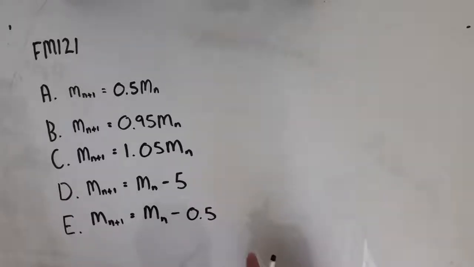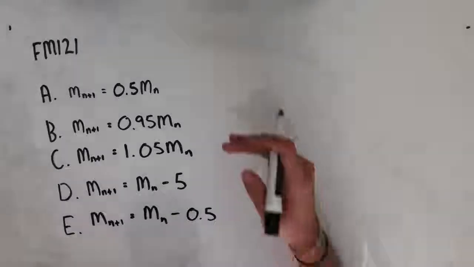So this question reads, a mixed martial artist needs to lose weight before her fight in a couple of months. She's figured out that she needs to lose half a kilo per week in order to reach her target weight. Her weight, mn, in kilograms after n weeks would be modeled by the rule, and then we've got these 5 choices.